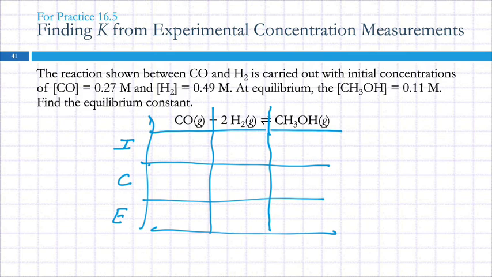So we have the initial concentrations. We're going to write them in. So CO was 0.27 molar, and H2 was 0.49 molar. And they're not saying anything about the product. What's the product concentration usually at the beginning of a reaction? It's 0, because that's what you're making, and the way you're making it is putting the reactants together, so you don't have any of it to start with. So when it just doesn't say anything about the product, that's 0.